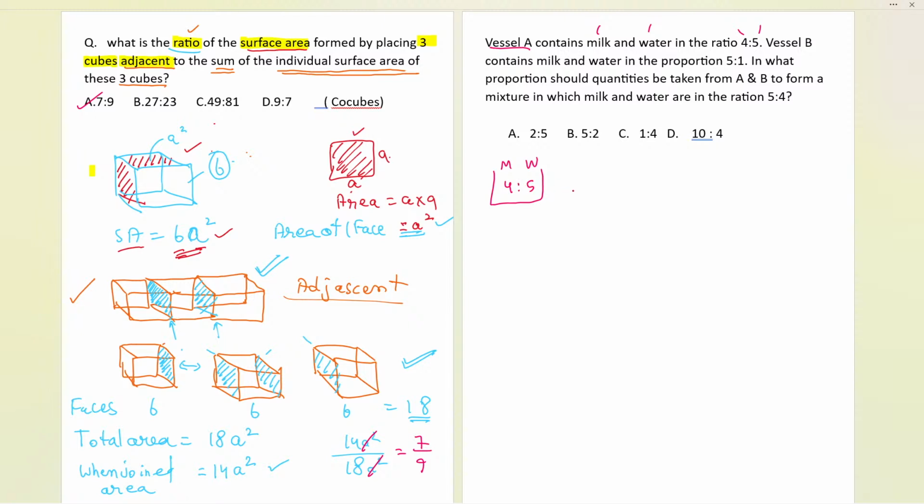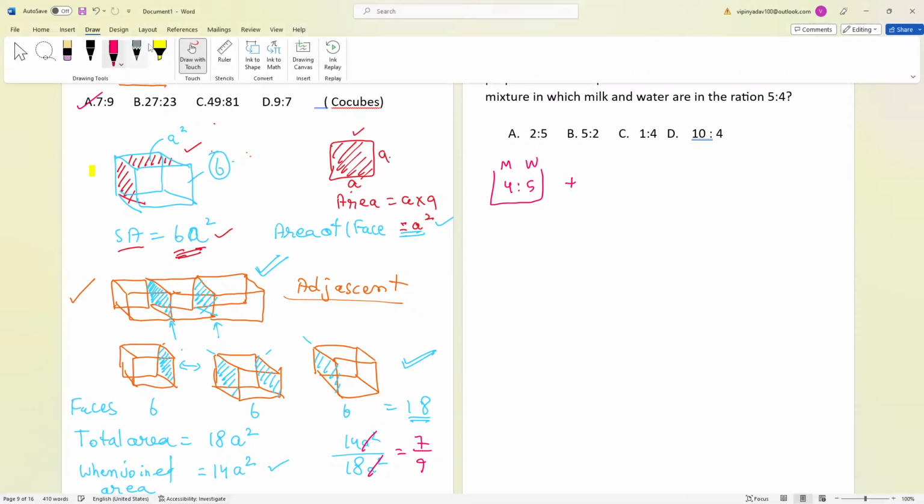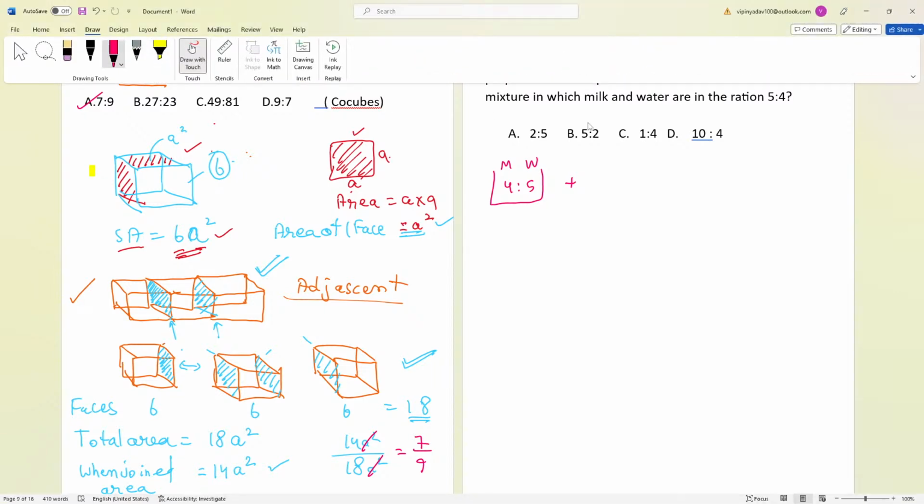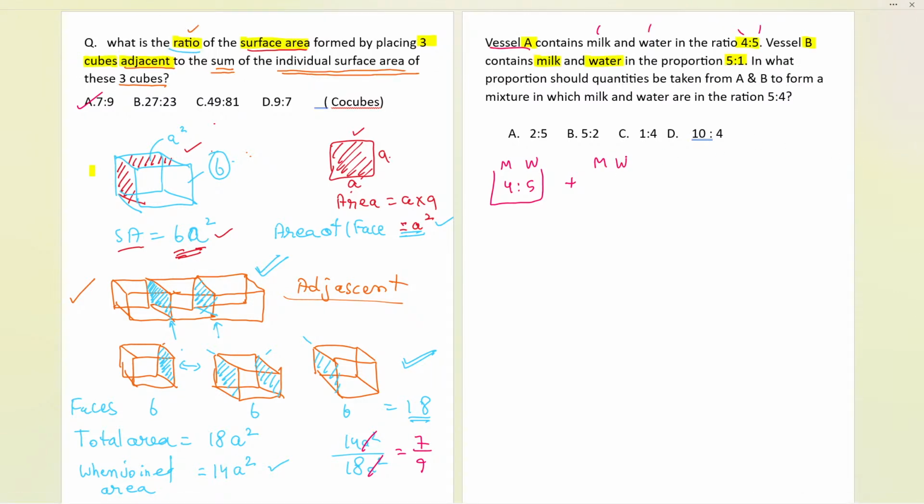Now, let us read further and see what they have for us. Initially it is in the ratio 4:5. This was the vessel A. Now, in vessel B, the milk and water proportion is 5:1. So let us write for the second one, this was the A, and let us write B over here, in the ratio 5:1.